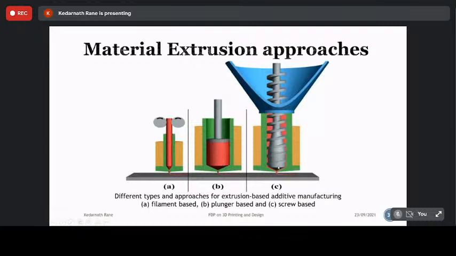This system is more suitable for large parts, because you can feed the material continuously. It is a screw-based system. You can rotate the screw and deposit the material continuously, as long as you are continuously feeding the material. So each approach is unique and is suitable for different applications and different requirements.